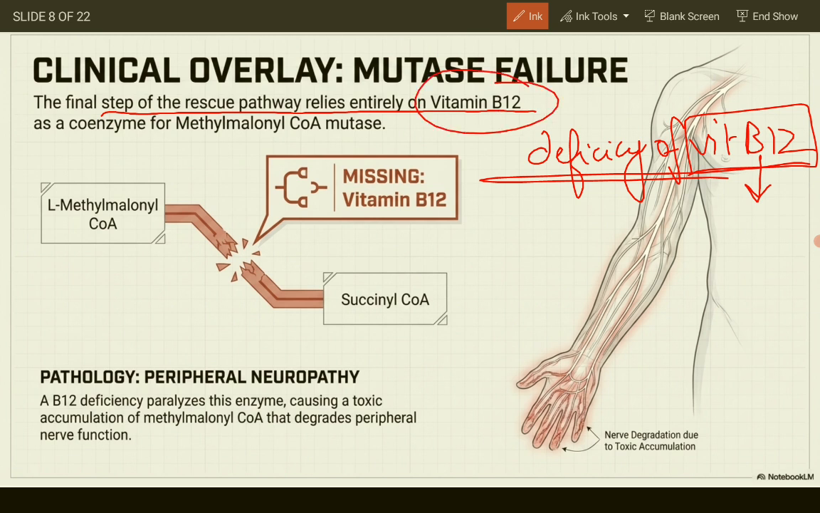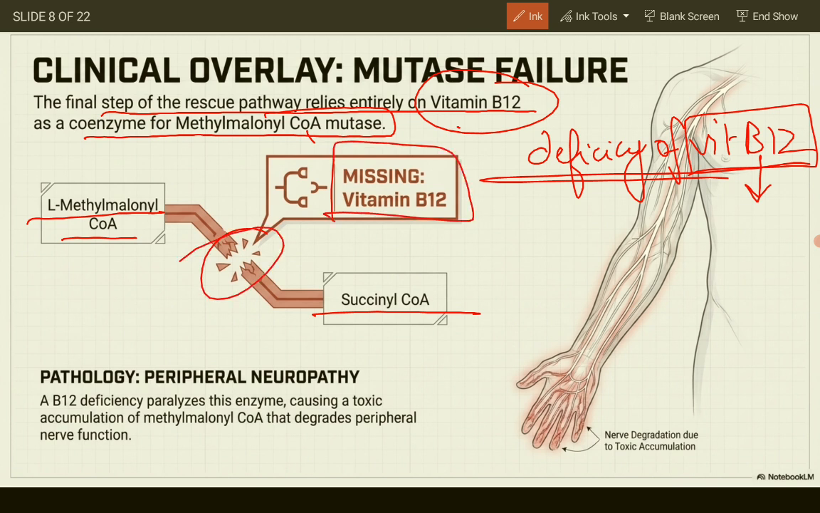If there is no vitamin B12, this mutase enzyme, this methylmalonyl CoA mutase enzyme, cannot act. And if the mutase enzyme cannot work, then L-methylmalonyl CoA cannot produce succinyl CoA. This procedure is broken in case of missing vitamin B12. So, a B12 deficiency paralyzes this enzyme, causing a toxic accumulation of methylmalonyl CoA that degrades the peripheral nerve function.